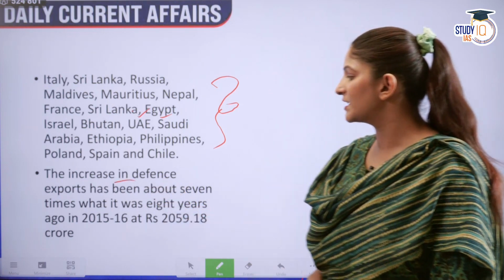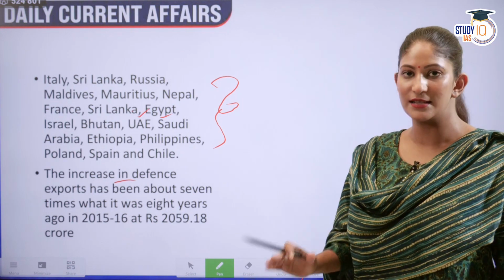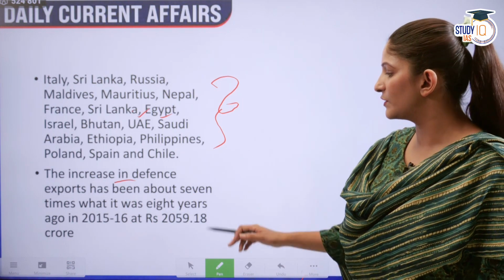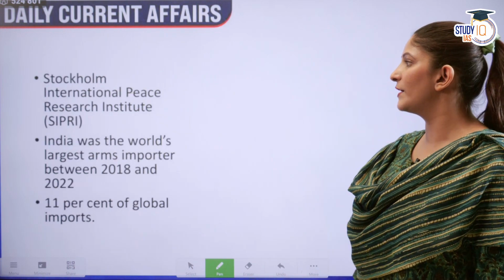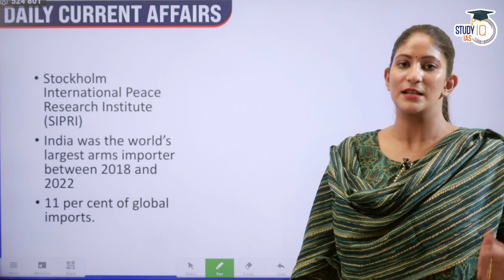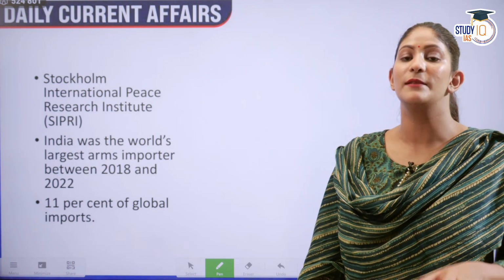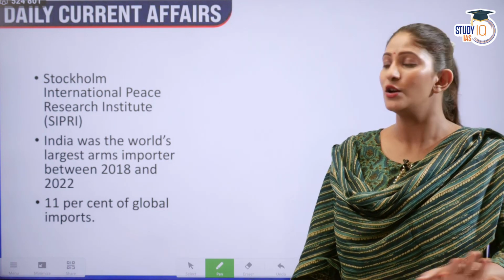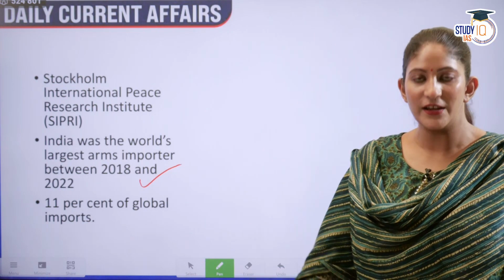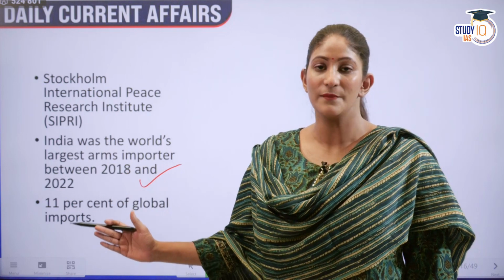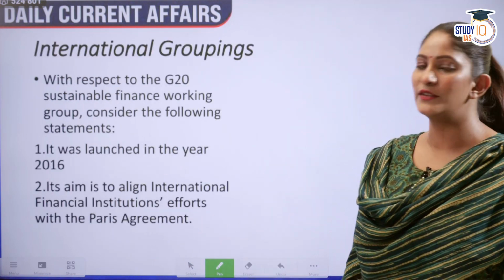The increase in defense exports has been about 7 times since 2015-16, which was at 2059.18 crore. Moving on. Stockholm-based CPRI has pointed out that between the years 2018 to 2022, we have been the largest arms importer, and this represents 11% of the global imports.